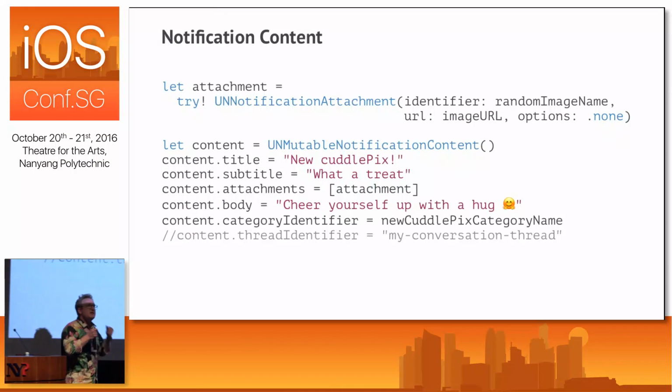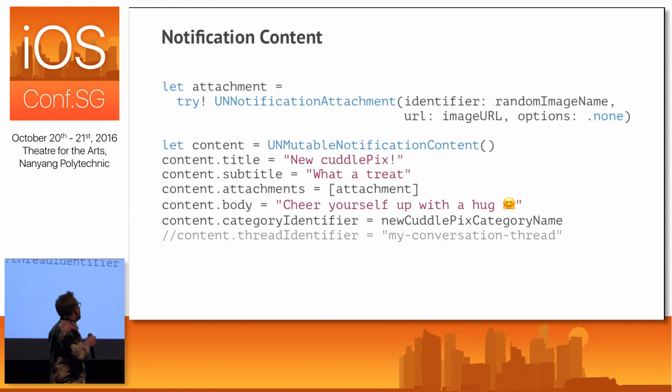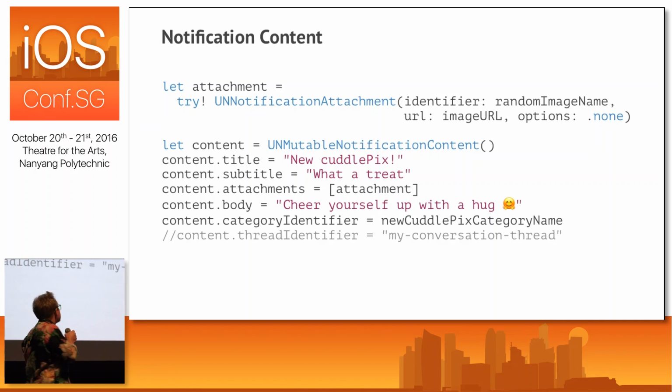Well, a notification needs some kind of content. And this part, this attachment thing, is new. So I can attach things to my notifications. Here, I'm creating a UN notification attachment. I'm giving it an identifier, and then I give it a URL to an image. What the framework will do is pull that image and store it somewhere, not accessible to you, so that it's ready to display.